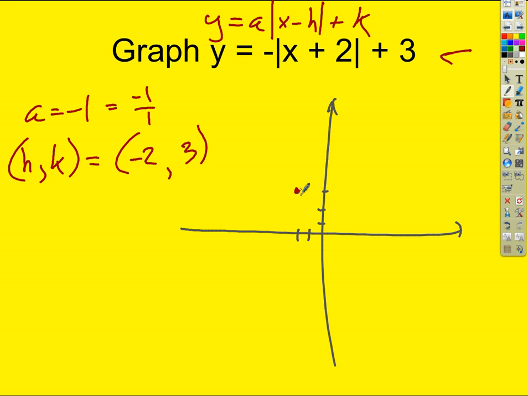Down 1. I rise by negative 1. So I'm going down 1 and over 1. There's my second point. There's the right leg of the V. So what's the left leg? Well, that's easy. Instead of going down 1 and right 1, I go down 1 and left 1. There it is. That's it. Okay, that's the V that goes with that absolute value function. Yeah, it's no big deal.